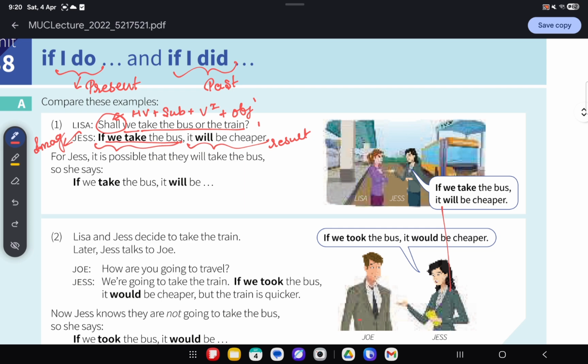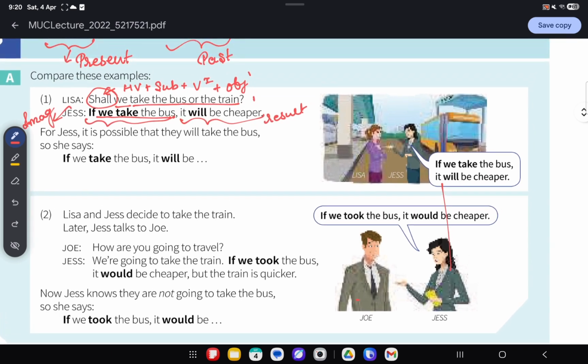For Jess, it is possible that they will take the bus. So she says, if we take the bus it will be cheaper. So finally Lisa and Jess decide to take the train. They talk and they finally decided that they will take the train.